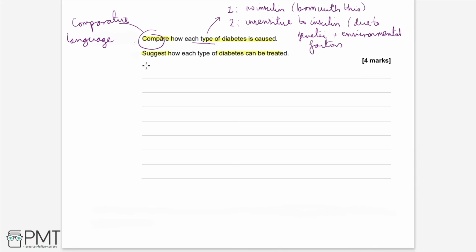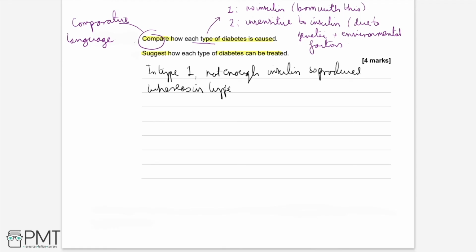So let's first of all compare the causes of each. So in type 1, not enough insulin is produced, whereas in type 2, cells do not respond to insulin. By using whereas here, we are making it comparative. Let's think about the next part of the question and how each of them can be treated. Well, due to the nature of type 1, there is a physical lack of insulin. This can be treated by injecting insulin into the body.